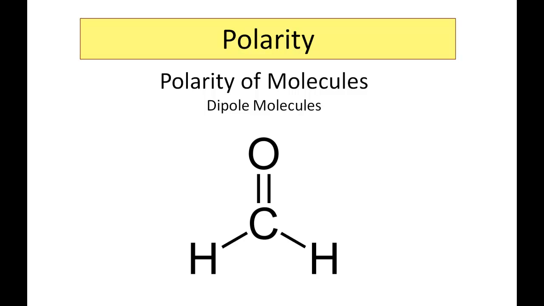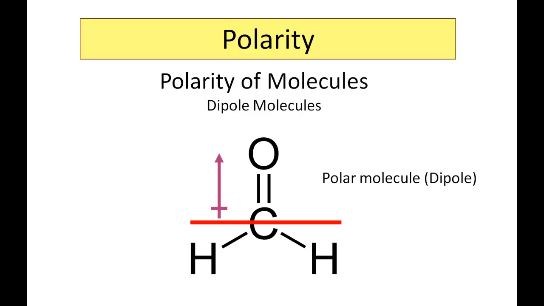Here's another example. This is formaldehyde. You'll notice that if we divide this from left to right, there's no difference whatsoever. But if we divide it top and bottom, the top atom is an oxygen and the bottom atoms are hydrogen. Clearly a difference in their electronegativities. So since it has an oxygen on top and hydrogen on bottom, we're going to say that the polarity is going to shift towards the oxygen, or the electrons will be most found towards the oxygen, so we consider this a polar molecule, also known as a dipole.